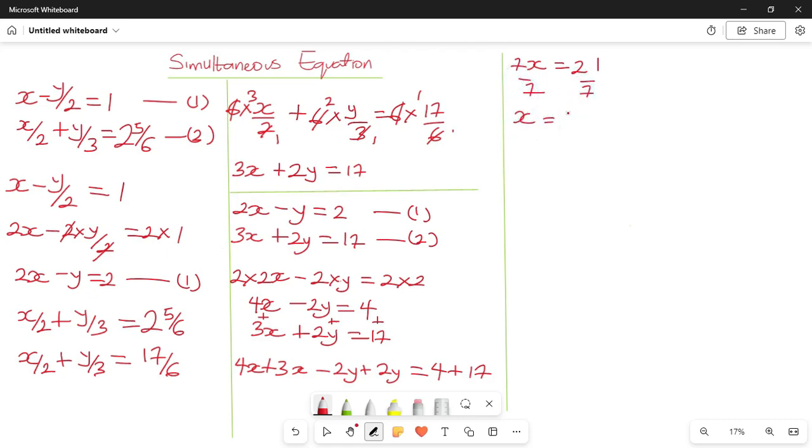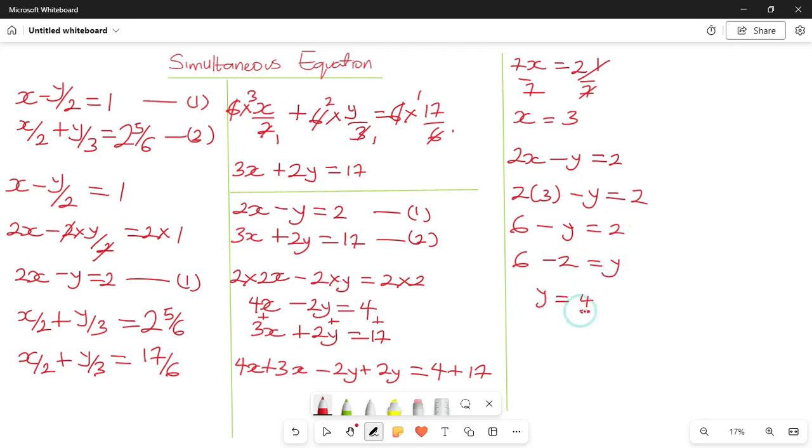The next thing we are going to do is to substitute this value into any of the equations. I'm picking equation 1, that says 2x minus y equals 2. So we have 2 brackets 3 minus y equals 2. That is going to give us 6 minus y equals 2. So we have 6 minus 2 equals y. So y equals 4.